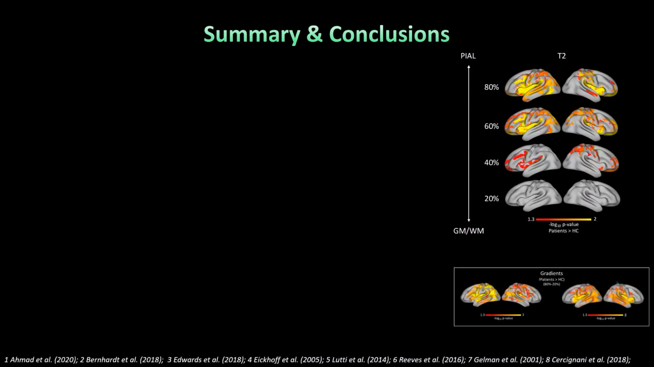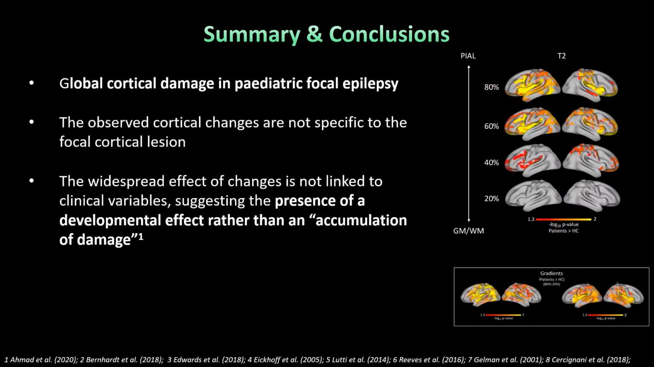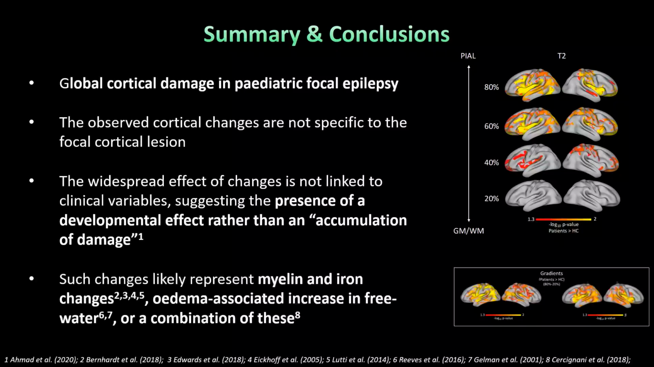So to summarize, we detected global cortical damage in pediatric focal epilepsy, and importantly, these changes don't seem to be specific to the cortical lesion. The widespread effect of changes is also not linked to clinical variables, and we think this might suggest the presence of a developmental effect rather than an accumulation of damage. Because there were no changes in atrophy, we think these changes probably represent alterations in myelin or iron, or maybe increases in free water because of edema, or a combination of these.